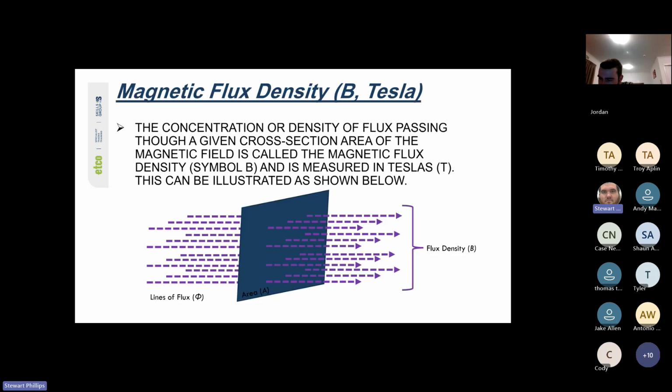Cool. And then we talk about magnetic flux density, B, which is measured in Teslas. The concentration or density of flux passing through a given cross-sectional area of the magnetic field is called the magnetic flux density, symbol B, and is measured in Teslas, T. This can be illustrated as shown below.